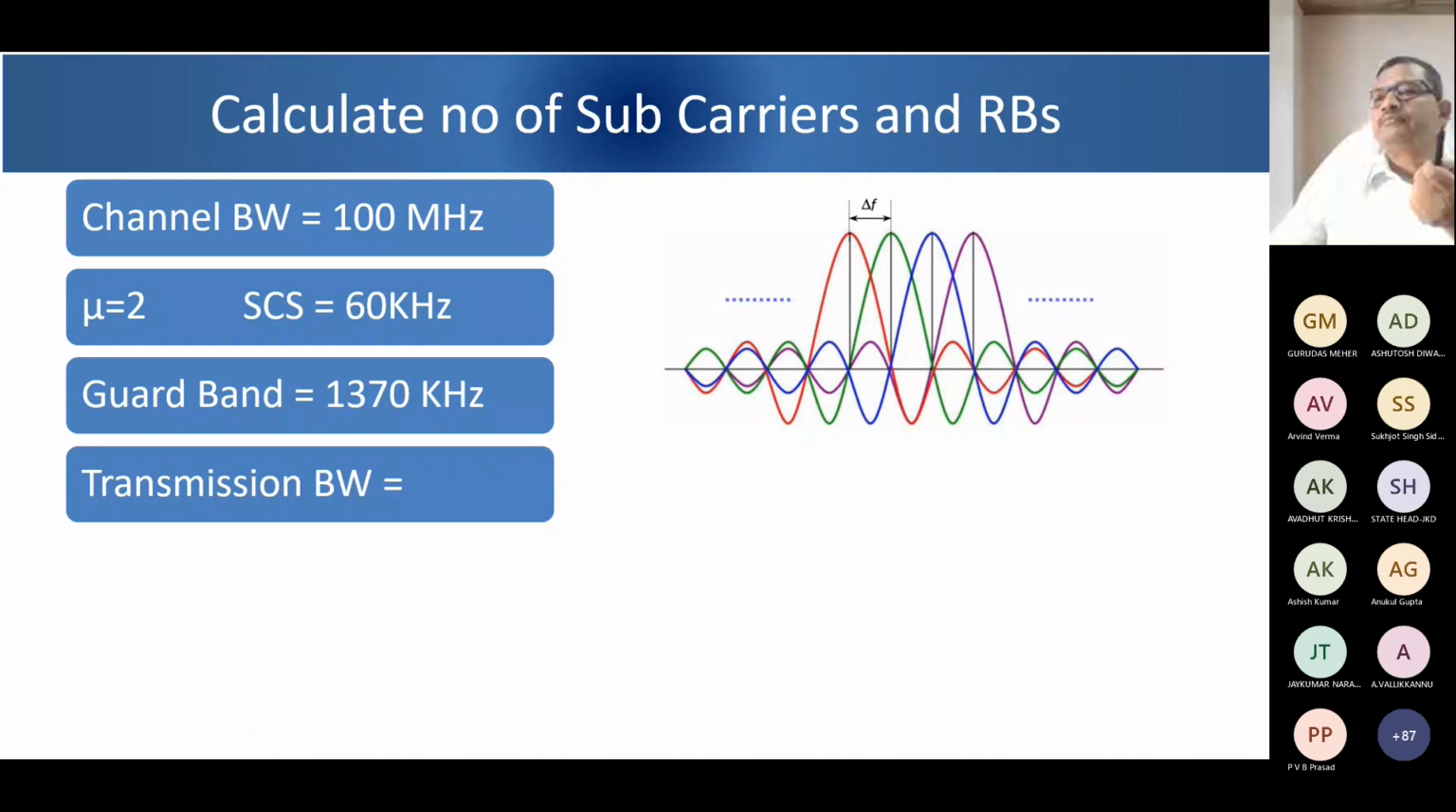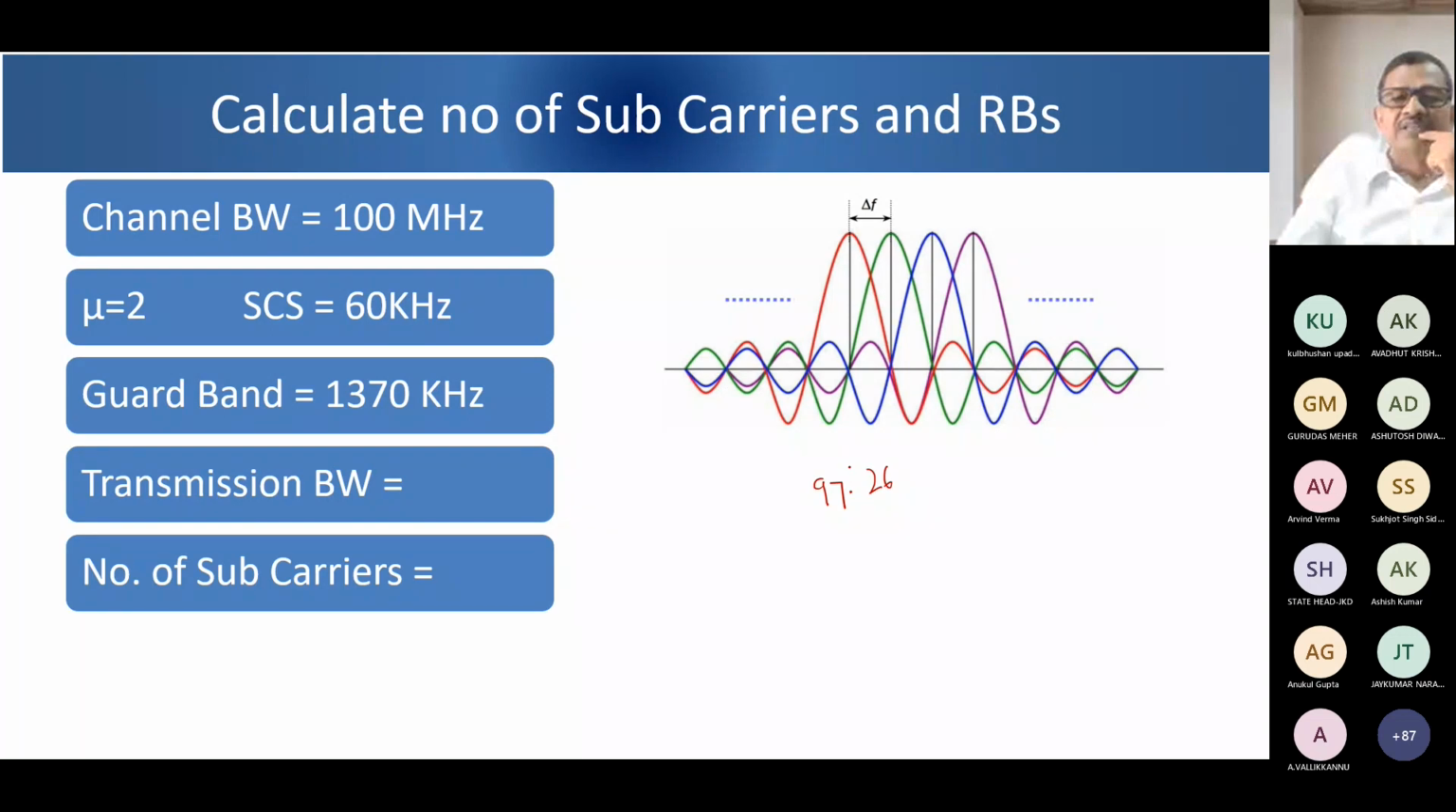Yeah, so 97.26 megahertz is your transmission bandwidth. Now, can you calculate the number of subcarriers? You have to divide it by 60 because the subcarrier spacing given here is 60. So the number of subcarriers is 1621.